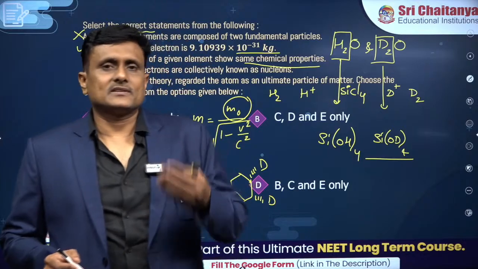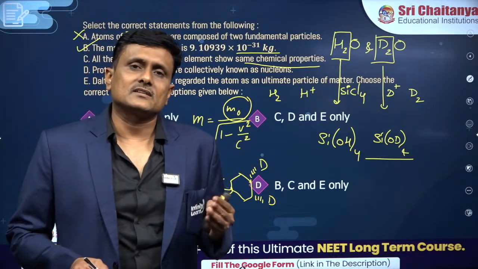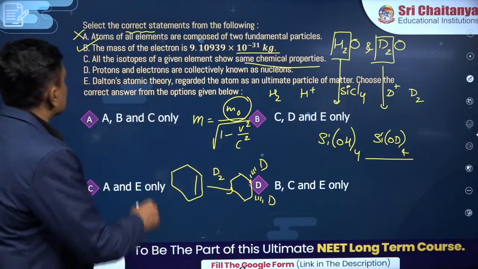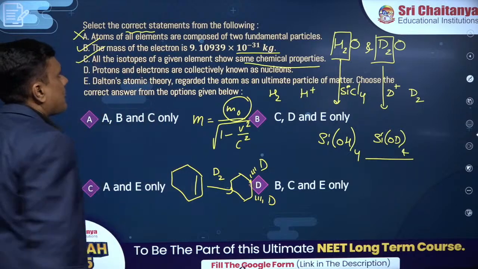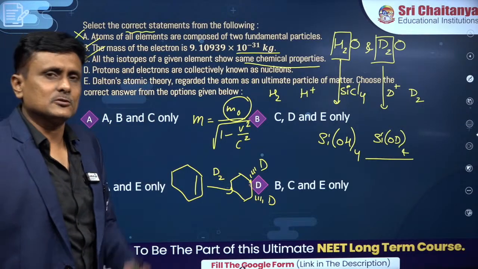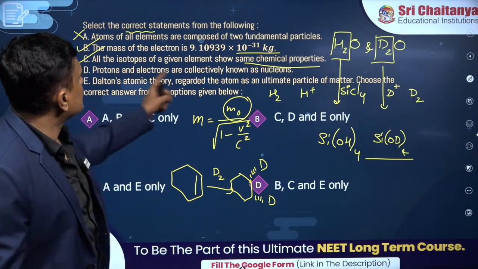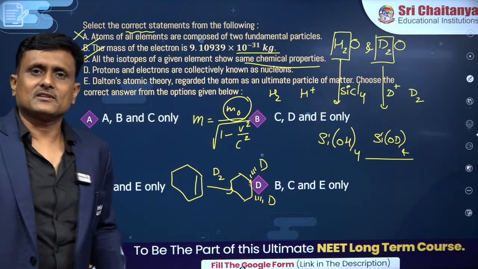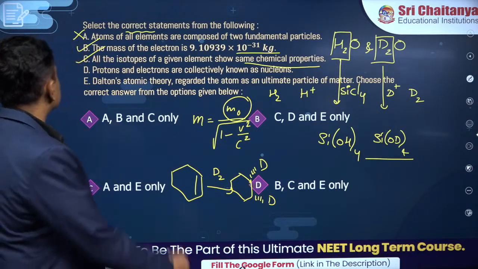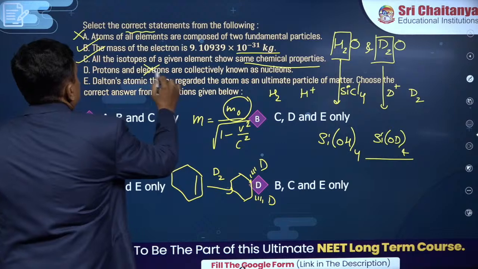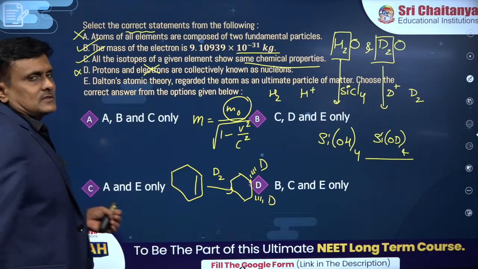However, the properties are similar, the way they react are similar. So you can see that all the isotopes of the same element show similar chemical properties. C looks to be okay. "Protons and electrons are collectively known as the nucleons." It's a wrong statement. As I said at the beginning, protons and neutrons are collectively called nucleons.